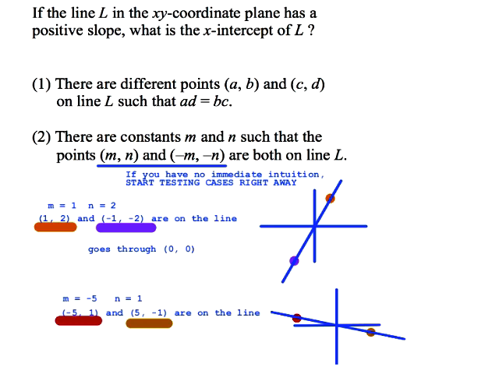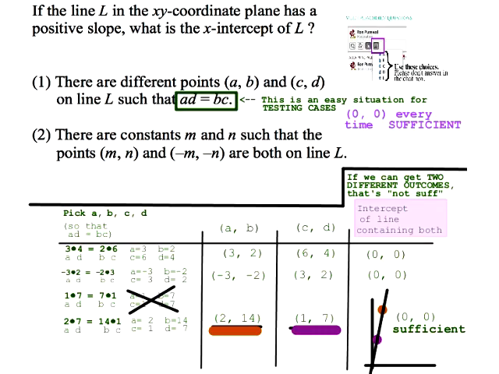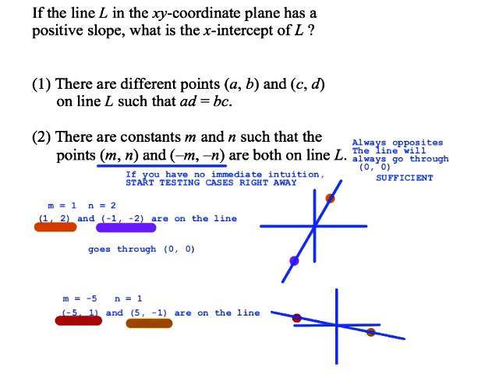Okay, so these are always going to be opposite coordinates. So always opposites. So the line will always go through 0, 0. So that's also sufficient because you only have one intercept. So statement 1 was sufficient. Statement 2 is also. So they're each sufficient. That's D overall.